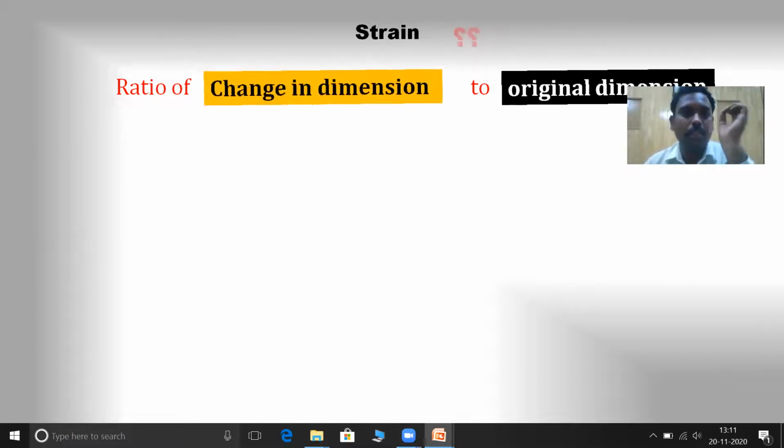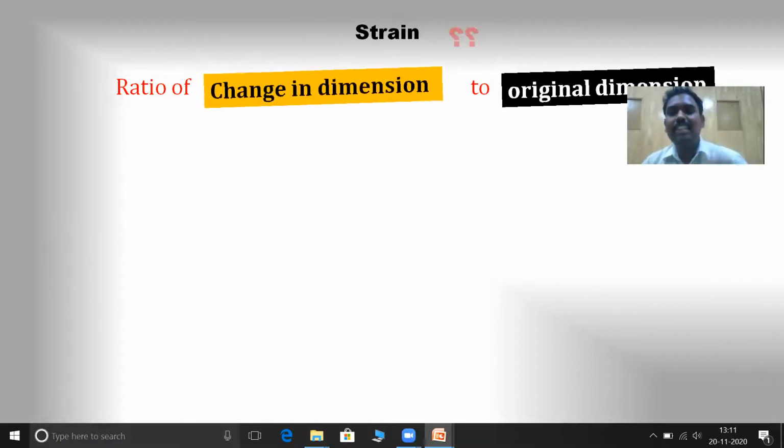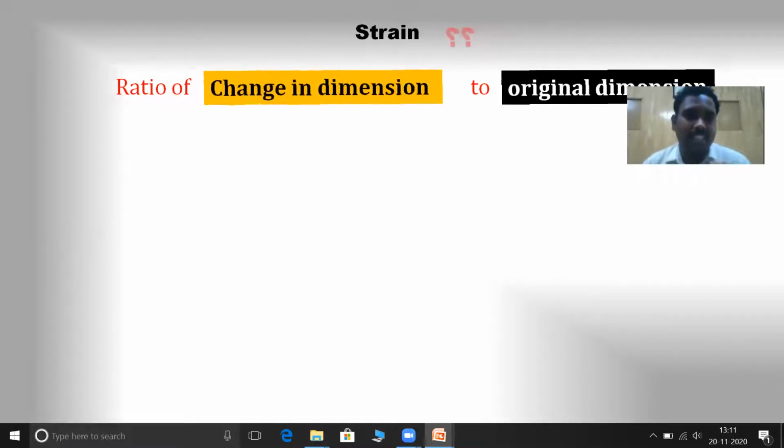Now just answer me, students, what will be the change in dimension? Simple, just subtract: final dimension minus original dimension. That becomes your change in dimension. That is 5 centimeter. So let us understand the same topic with an example.